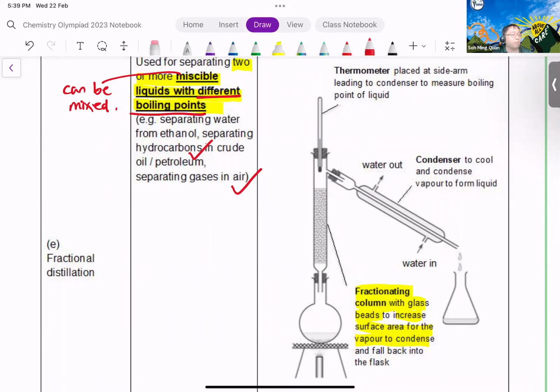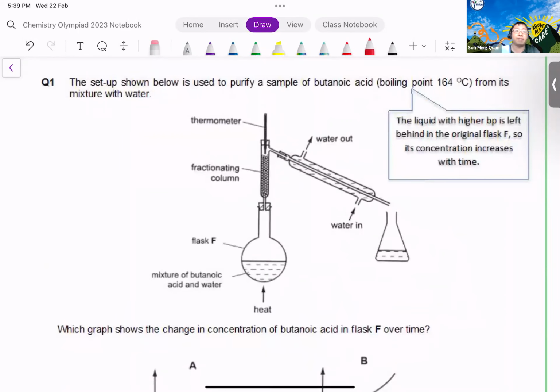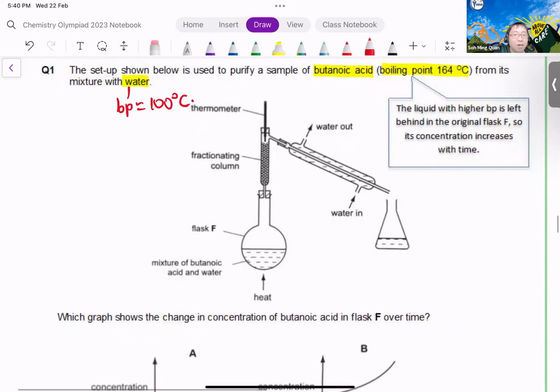Now let's move straight to the questions. This was taken from my MCQ revision set. The setup shown is used to purify a sample of butanoic acid. Boiling point is 164, and water's boiling point is 100. So immediately you can tell, right? Who will boil first? Water boils first, because it has a lower boiling point.